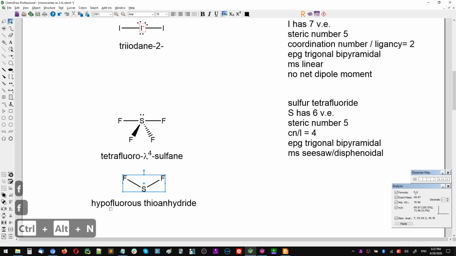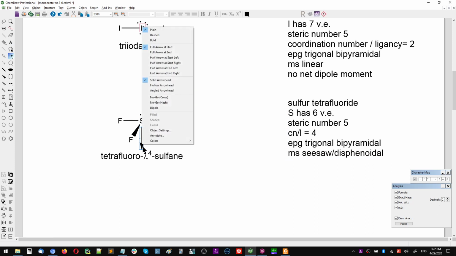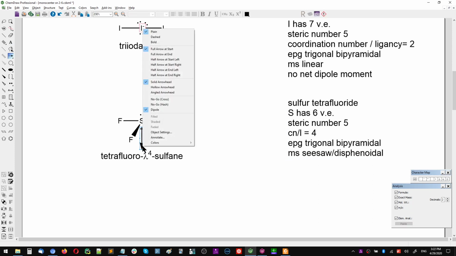And it's also adding more fancy naming stuff. But the lambda disappeared, so my prediction was correct. And there is a net dipole moment, right? Fluorine is electronegative, so the net dipole moment would be in this direction. And I will use the dipole arrow. So you right click and you select dipole.